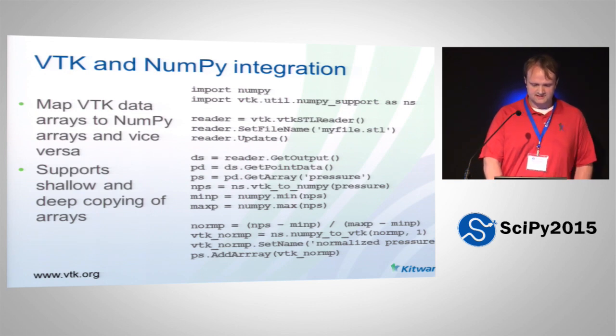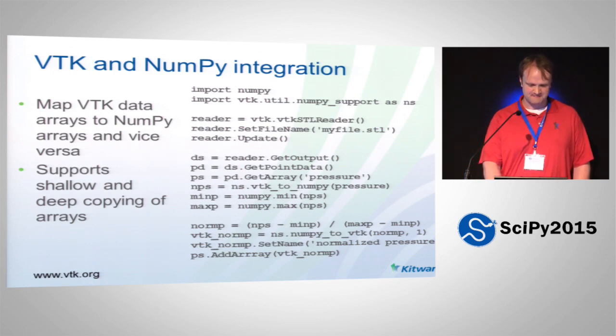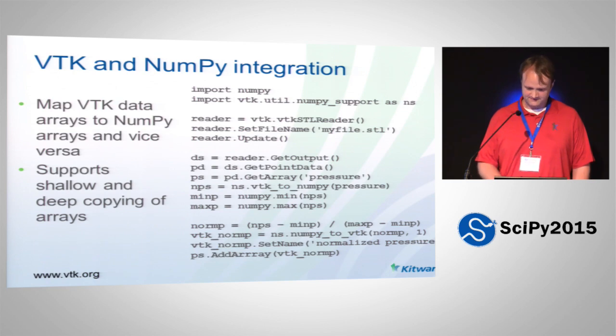So more recently, some work has gone into providing an interface between VTK data arrays that I talked about earlier and NumPy arrays to go back and forth between those two. So my code example here on the right shows how we can do that. Imagine I've got some data file, STL, and somehow it has a pressure field associated with it. I can get that pressure field as a NumPy array using this NumPy support module in VTK, which converts it to a NumPy array, do my usual NumPy operations, and I can actually create a new array. Say for some reason I wanted to compute a normalized pressure array. I can do that and then add it back to my VTK object.